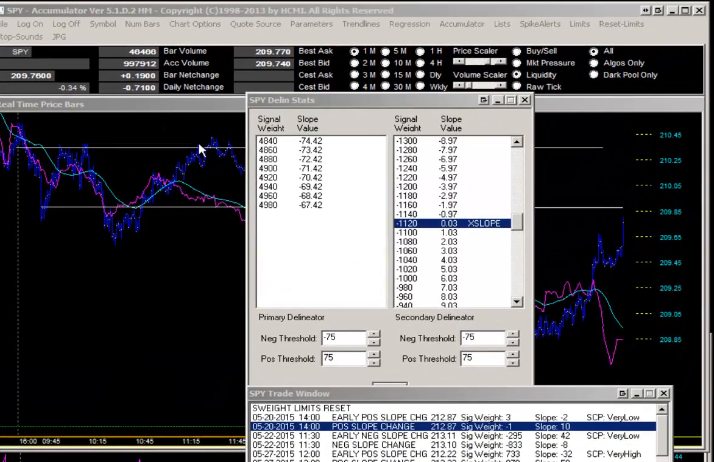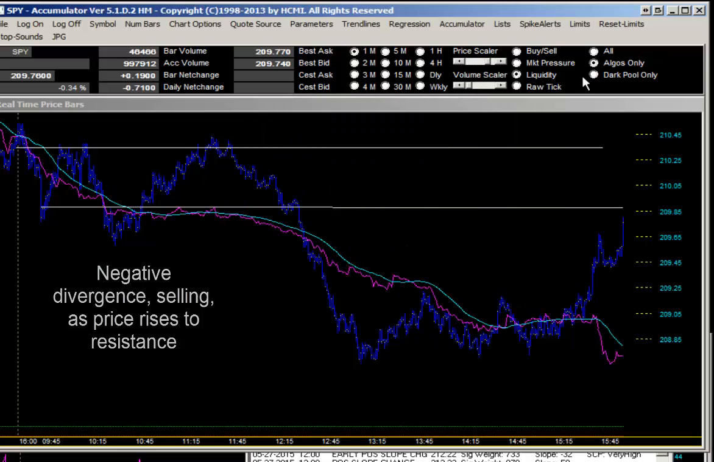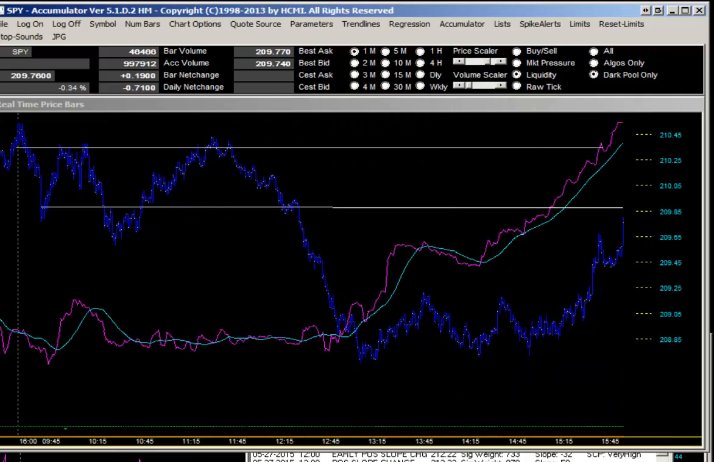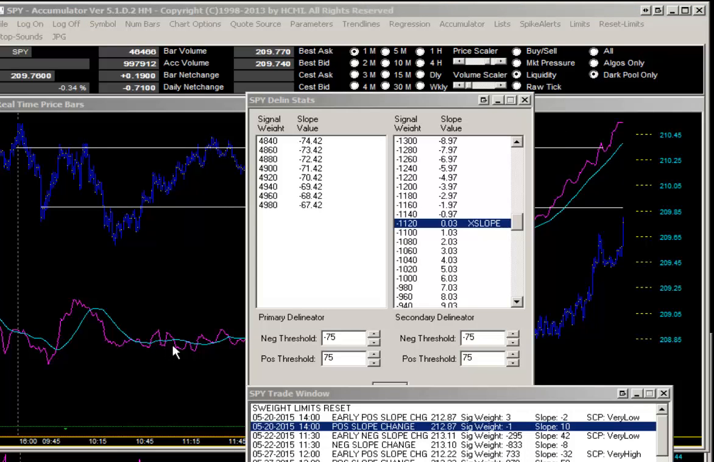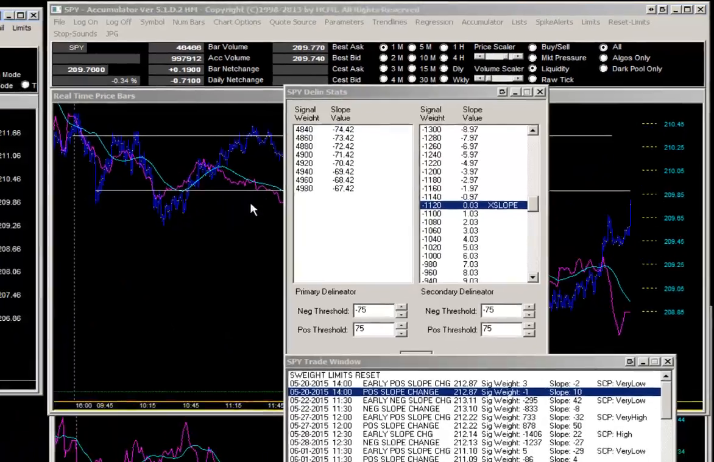So what we see up here in our SPY accumulator is that all through this rise, the accumulator showed selling. And if we come over here and click the algo only, we can see that the algos were pretty flat during that time frame. If we click dark pool, we can see that during that time frame they were pretty flat as well. So we really didn't see any net buying occur during that time frame. We'll switch back to the full feed.